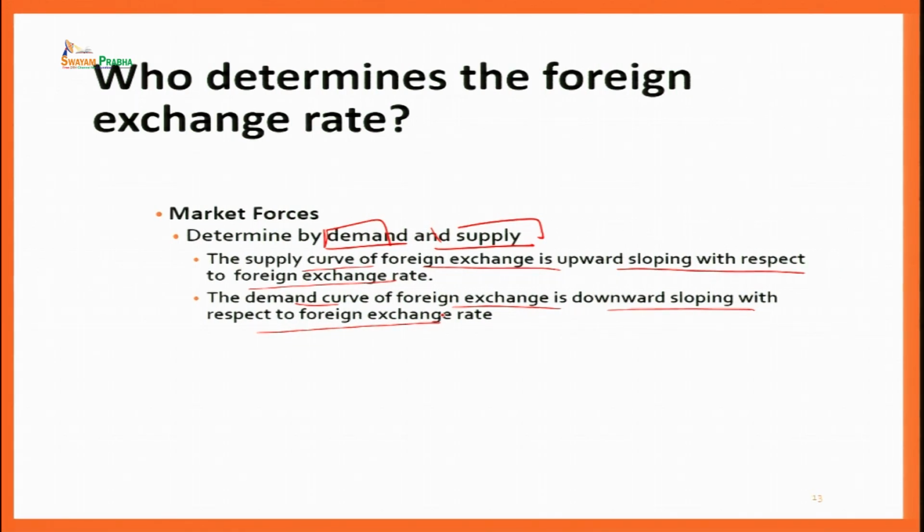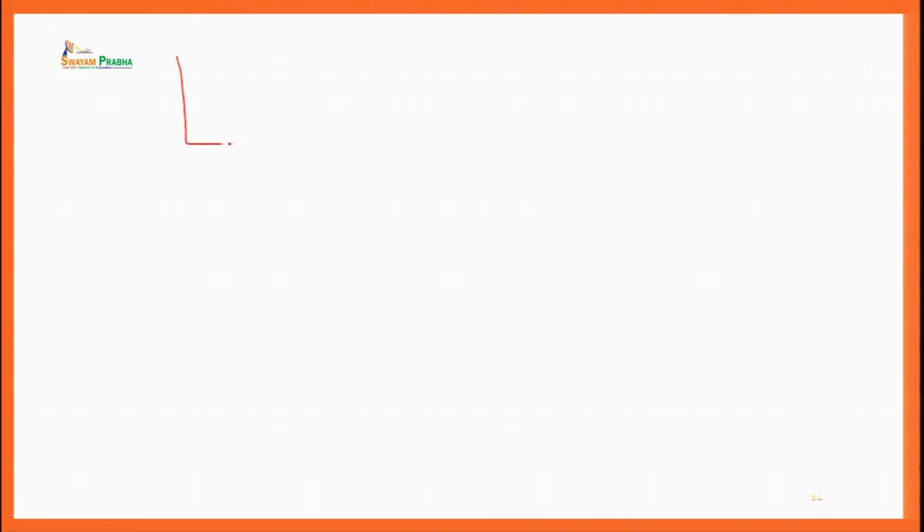Now let's try to understand how it is. Say for example, a demand curve is always downward sloping. That means with the price and the quantity of the foreign exchange you want to convert, as soon as the price increases, the quantity demanded is going to be reduced.